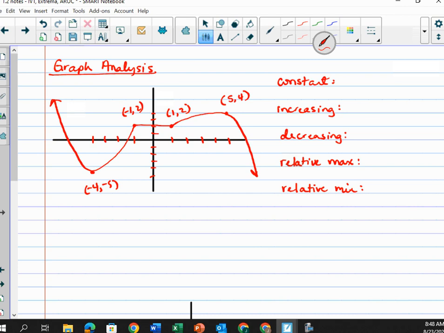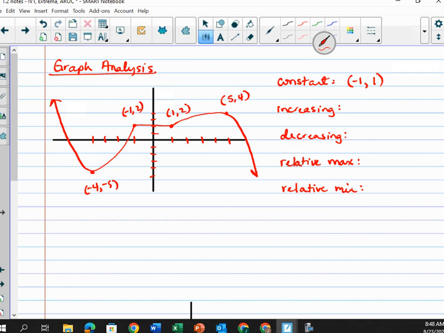-1 to 1. And when we're doing this, soft parentheses on both ends, okay? Because at that endpoint, it's not actually increasing, decreasing, or constant. That's like the turning point for where it's changing from one thing to another. So it's constant from -1 to 1.